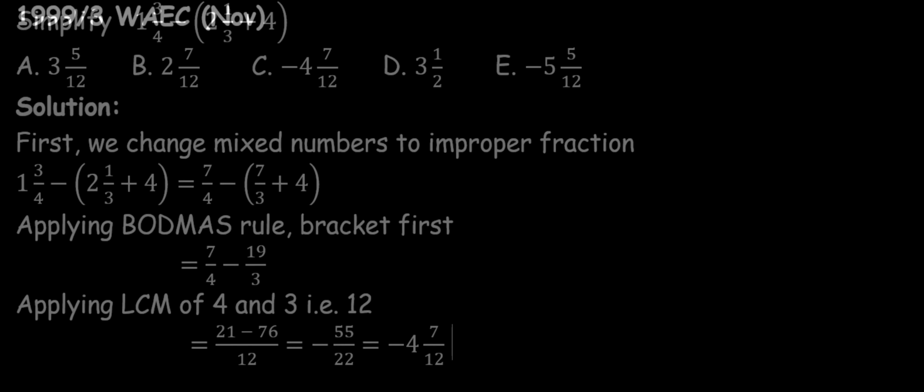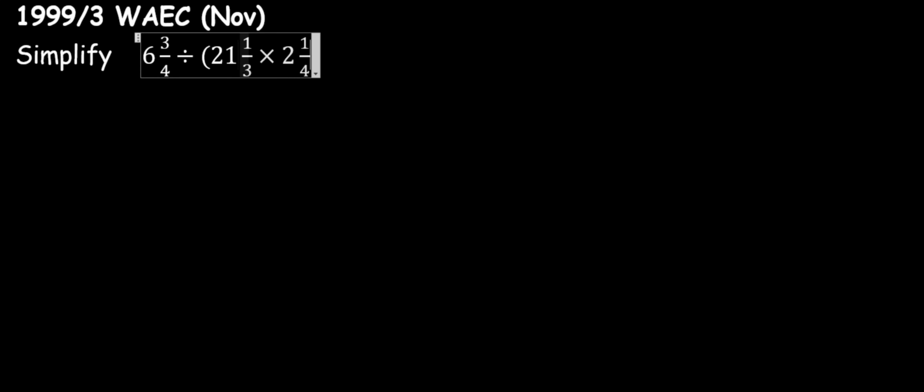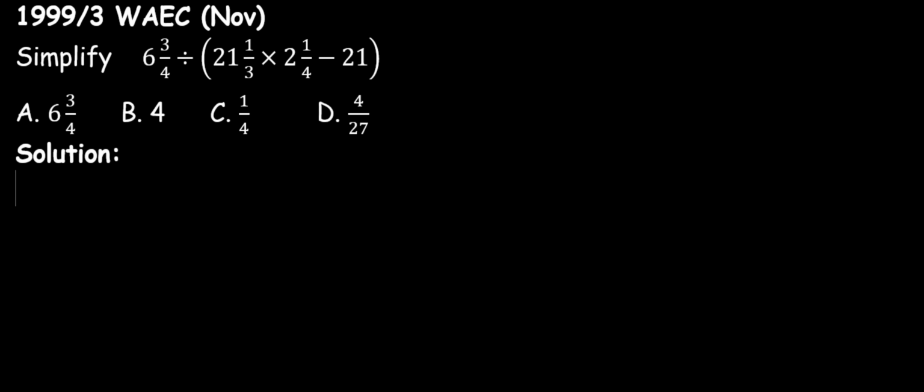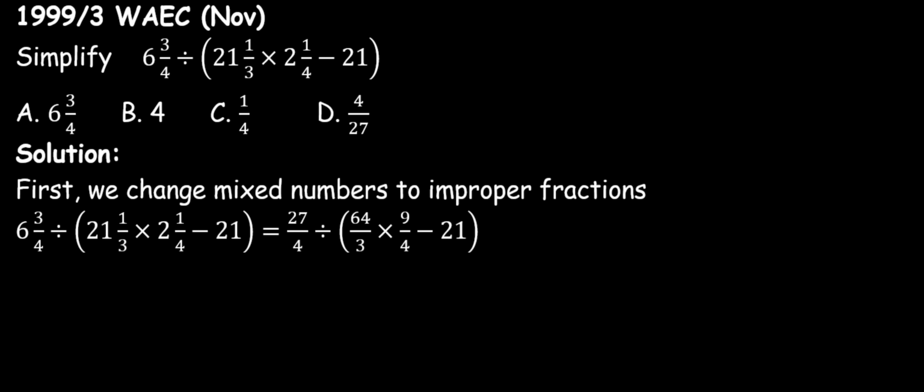Another example. Simplify 6 whole number 3 over 4 divided by bracket open 21 whole number 1 over 3 times 2 whole number 1 over 4 minus 21 bracket close. The options are given. Solution. First, we change mixed numbers to improper fractions. Thus, our given problem becomes 27 over 4 divided by, bracket open, 64 over 3 times 9 over 4 minus 21, bracket close.